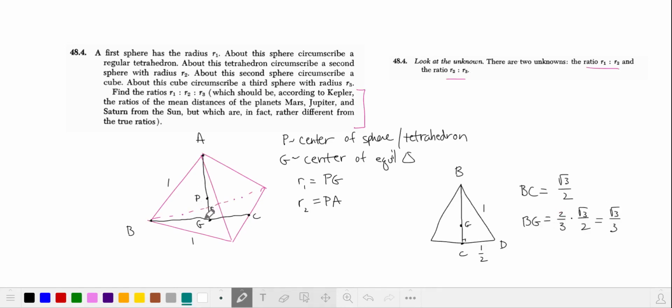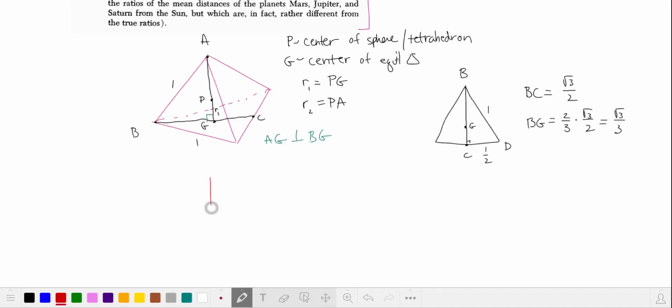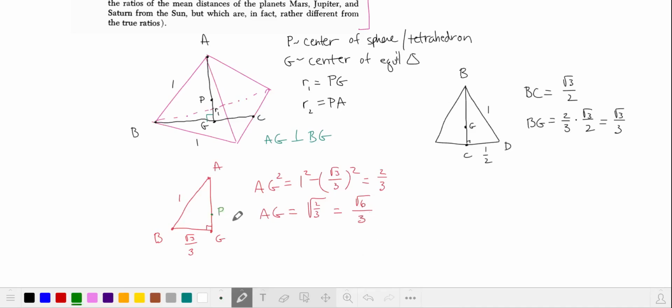Now let's return to our tetrahedron, and we note that AG is perpendicular to BG because A is directly above G. Let's draw triangle AGB and fill in this distance. AB is a side, so that has length 1. We can use this to find the height of our tetrahedron, AG. So the height is √6/3. We want to figure out where P is, because P divides AG into the radius of our smaller circle and the radius of our bigger circle.